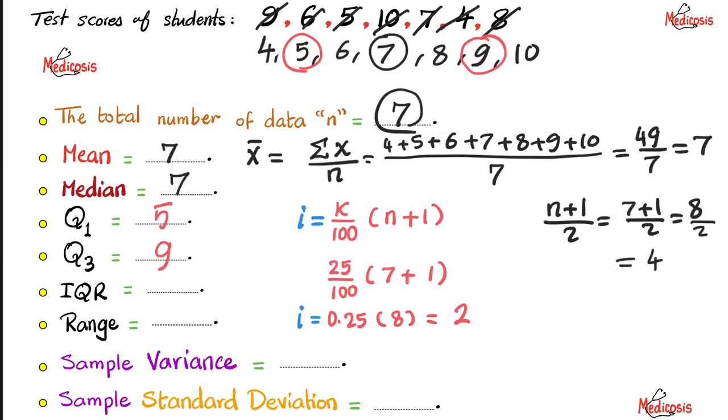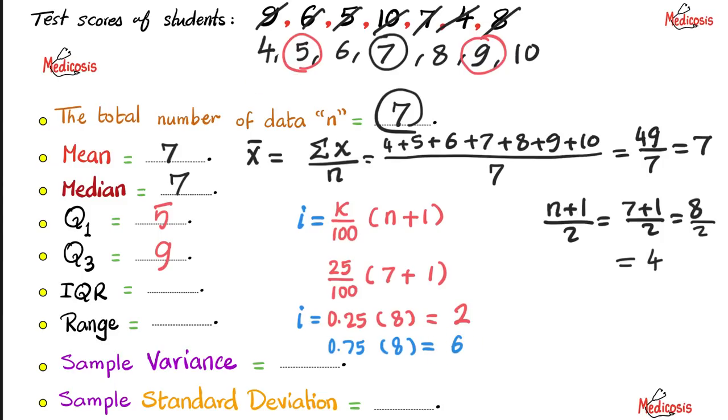You can find Q3 in the same manner, but instead of 25 over 100, you're going to use 75 over 100 because Q3 is the 75th percentile. And that will be 0.75 multiplied by 8, which will give you 6. So the rank of the 75th percentile is the 6th value.